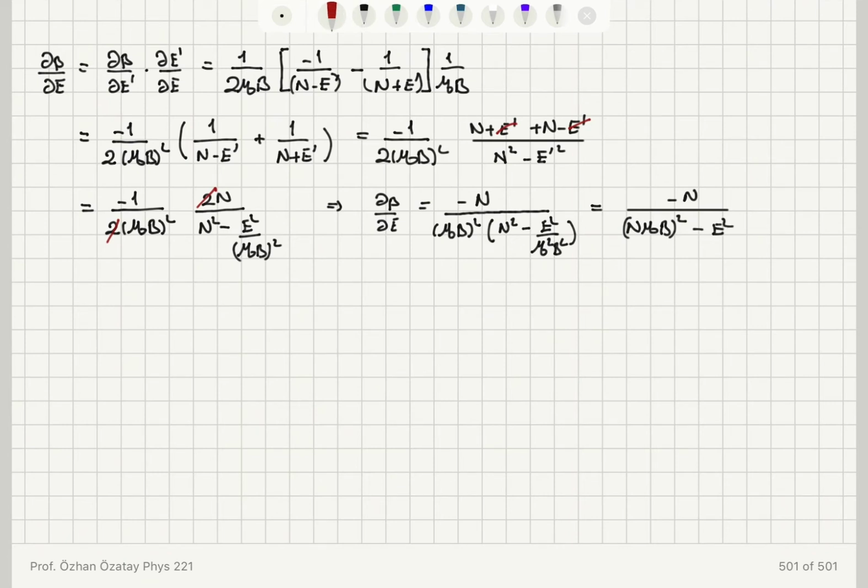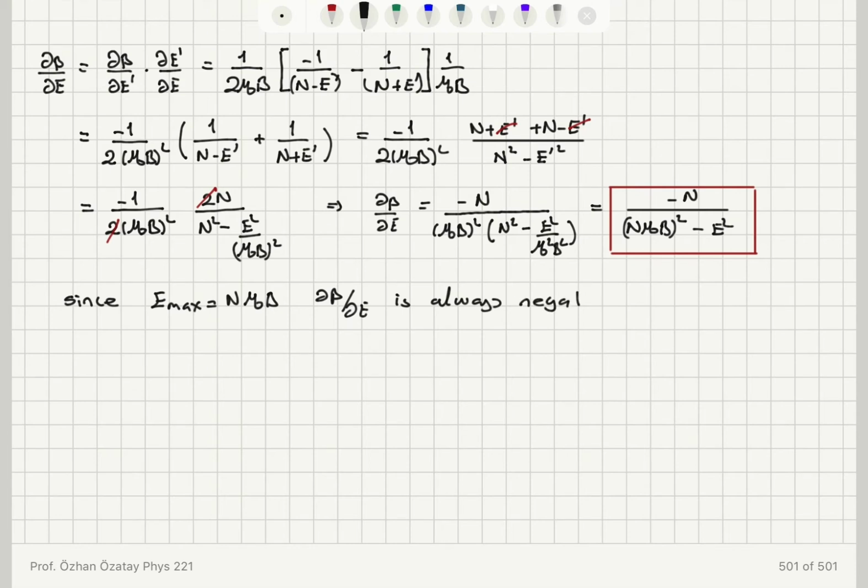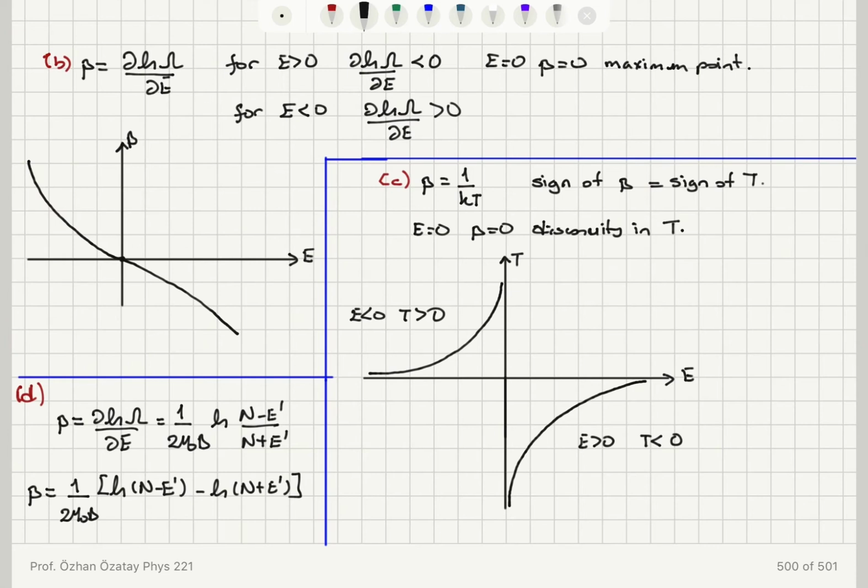So this will be the final answer for the slope of beta with respect to energy. Since the maximum value of E is capital N mu 0 b, del beta del E is always negative. So the slope has to be always negative. If you look at the way I have plotted beta as a function of energy, here the slope is negative, and also on the other side here I have a negative slope as well.